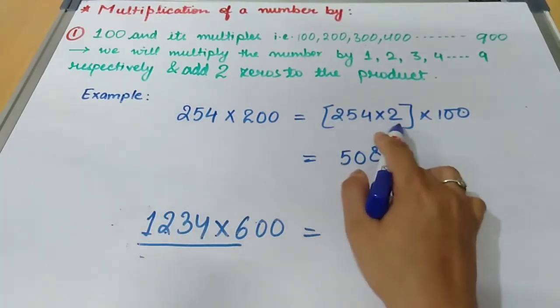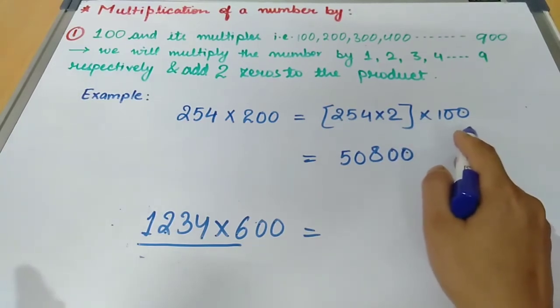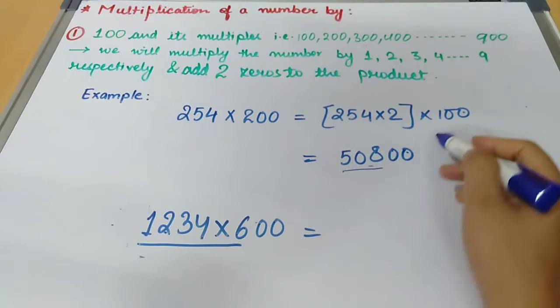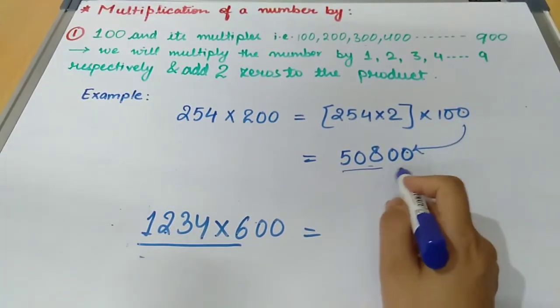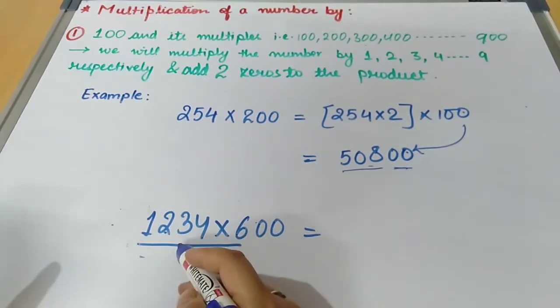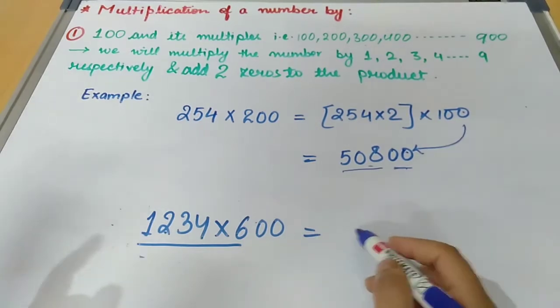Look at the example over here. I have multiplied it by 2 because I can write 200 as 2 into 100. I have multiplied and got 508. Now these 2 zeros are the zeros of 100. That's why I have put 2 zeros over here. Similarly, if I multiply it by 6, please write down over here and get the answer.